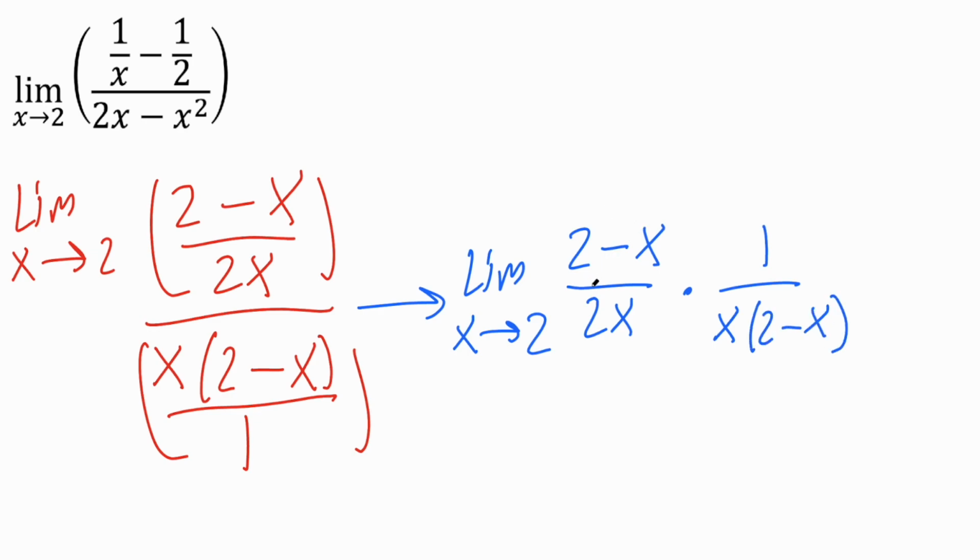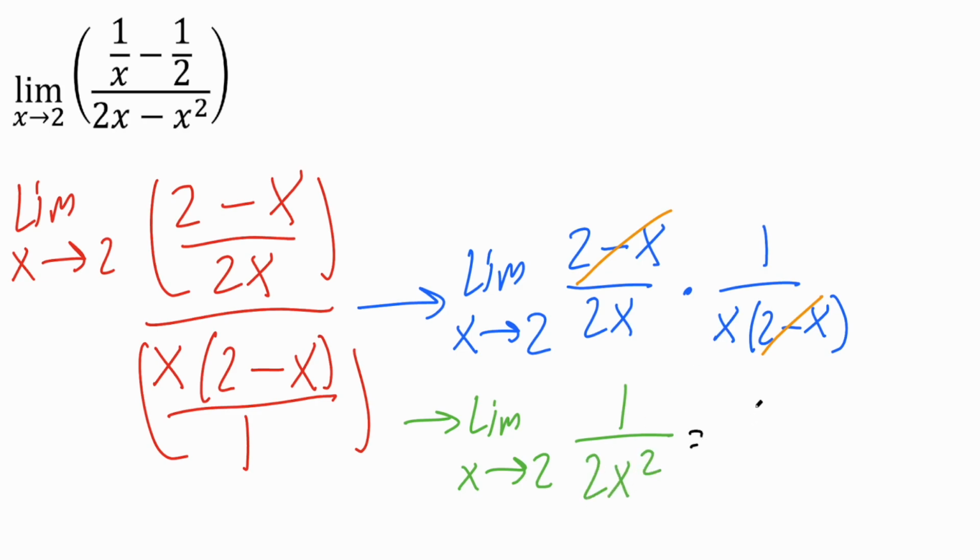At this point, we see something special. We have a 2 minus x here, a 2 minus x here, so it cancels out. And now we can rewrite this. So we'll have the limit as x approaches 2 of 1 divided by 2 times x, so 2x squared.